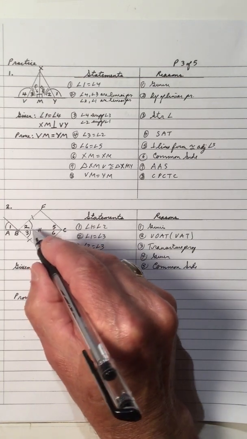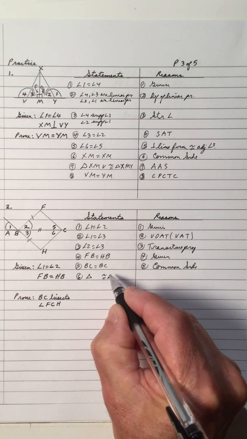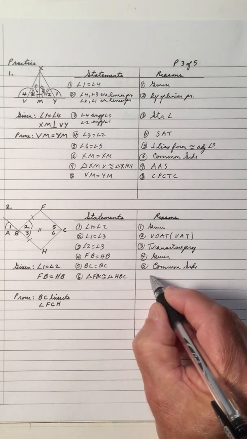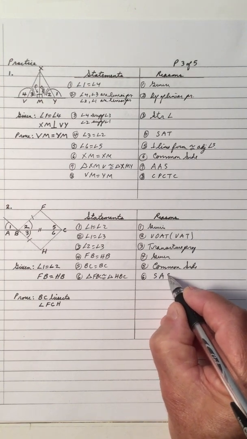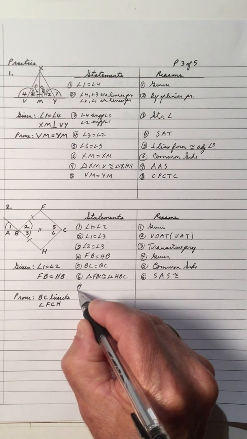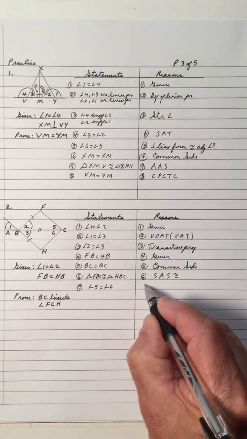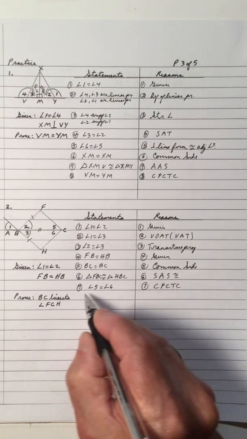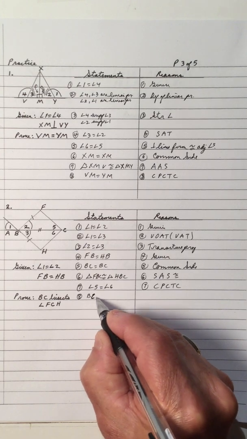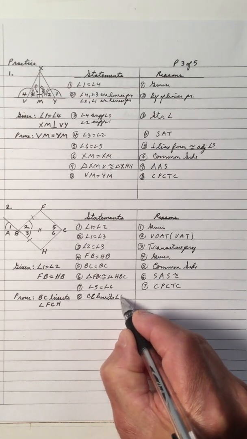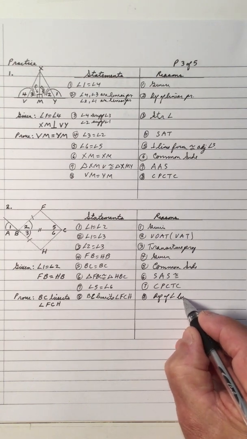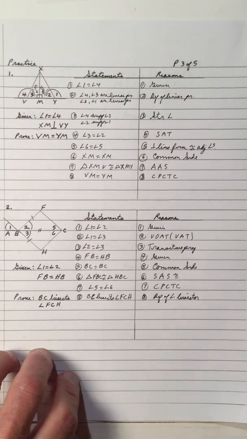So now I have SAS. So the triangles are congruent. So FBC is congruent to HBC by side, angle, side congruency. Side, angle, side. And that makes 5 equal to 6. CPCTC. Congruent parts of congruent triangles congruent. And number 8, because these are equal, so BC bisects angle FCH. Definition of an angle bisector. And we have the proof done.